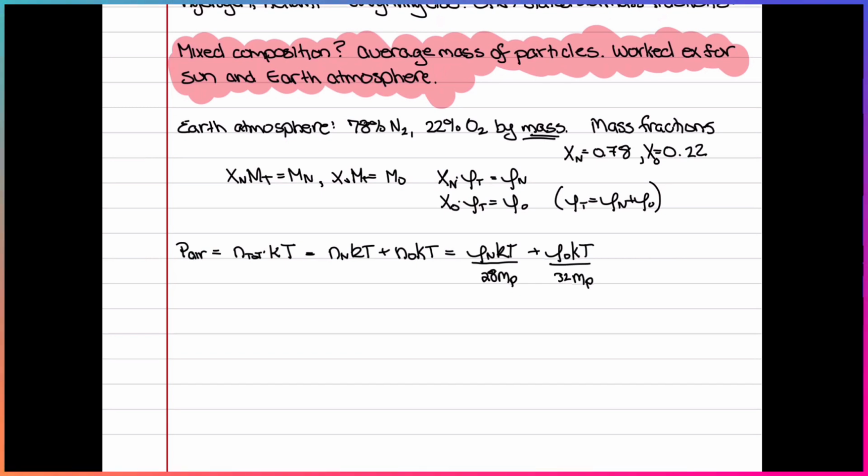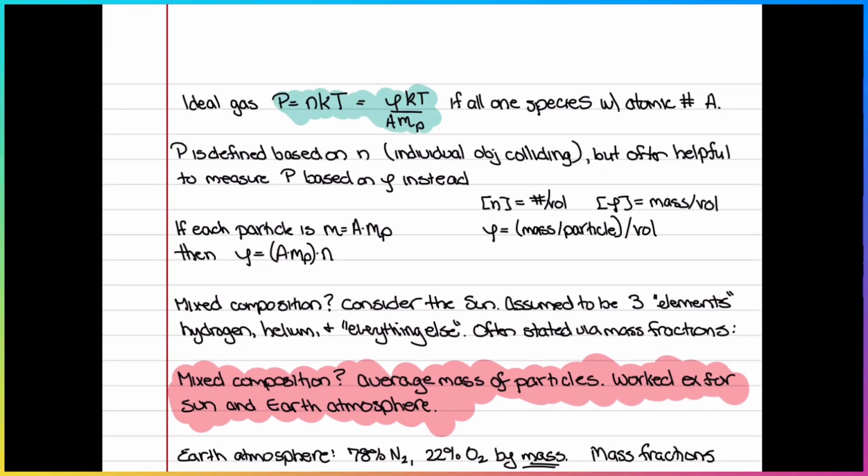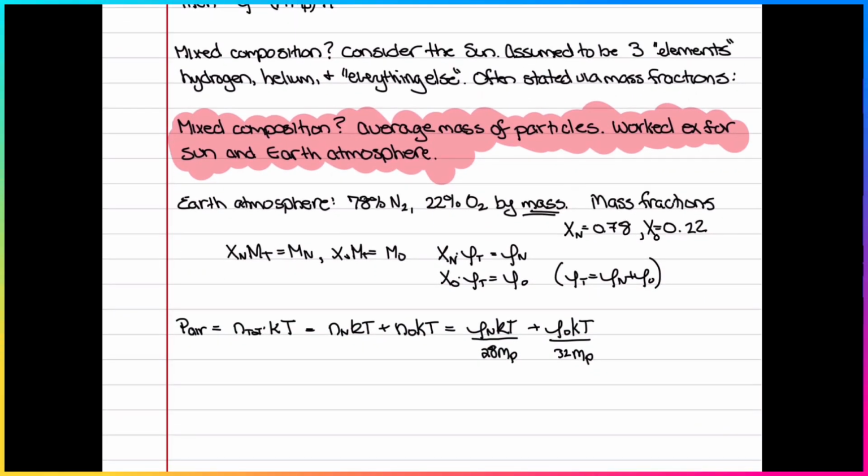All right, what has this gained us? We haven't quite gotten it to look the way I would hope, that when we wrote down the ideal gas law here, we wrote it as rho kT over some sort of mass per particle. I kind of have that here, but I have it as two terms.